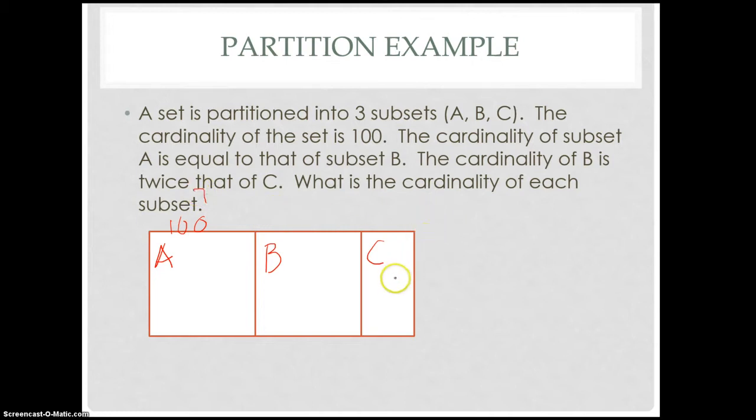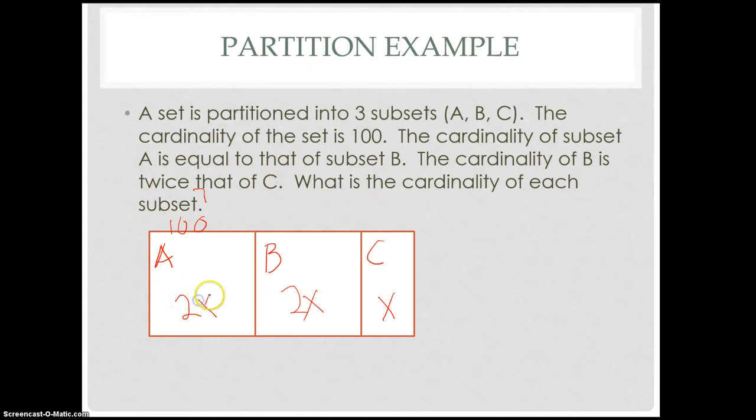Okay, so I don't know. I mean, we could guess and check, but let's try to do it a little bit more methodical than that. Let's say that there are X things in C. Now, if there are X things in C, how many things would be in B? Well, it says that the cardinality of B is twice that of C. So if C is X, guess what B would be? It would be 2X. And then here I said that A is equal to the cardinality of B.